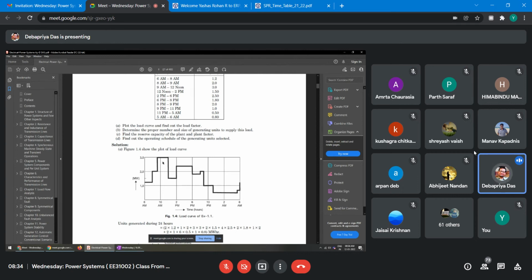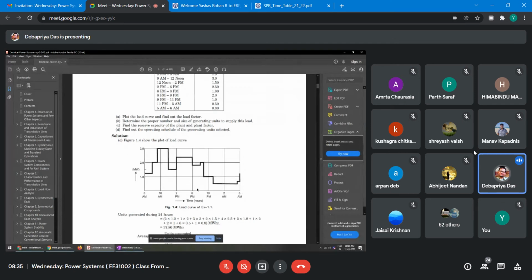And then 12 noon to 2 p.m., it jumps again, and from 12 to 2 p.m. it is 1.5 megawatt. This way you plot this staircase graph and you come up to this. This is your load curve plotting, right? So this side is megawatt, and this is 6 a.m. to 6 a.m., that is 24 hours, right?